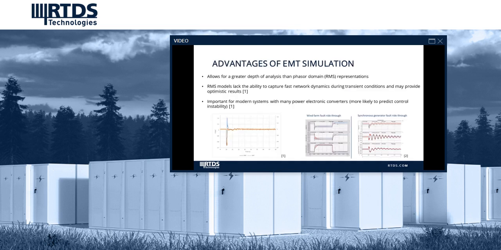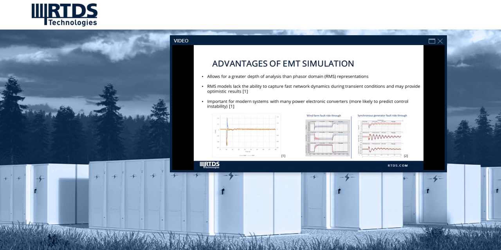So why EMT simulation? For steady state analysis, RMS or phasor solutions provide satisfactory results, and they've traditionally been the most widely used type of model from a power systems planning and operations perspective. That being said, existing technical codes are geared toward conventional grids dominated by rotating machines, and with the modern system and its increasing share of power electronics-based assets, like battery storage systems, for example, we come across some issues.